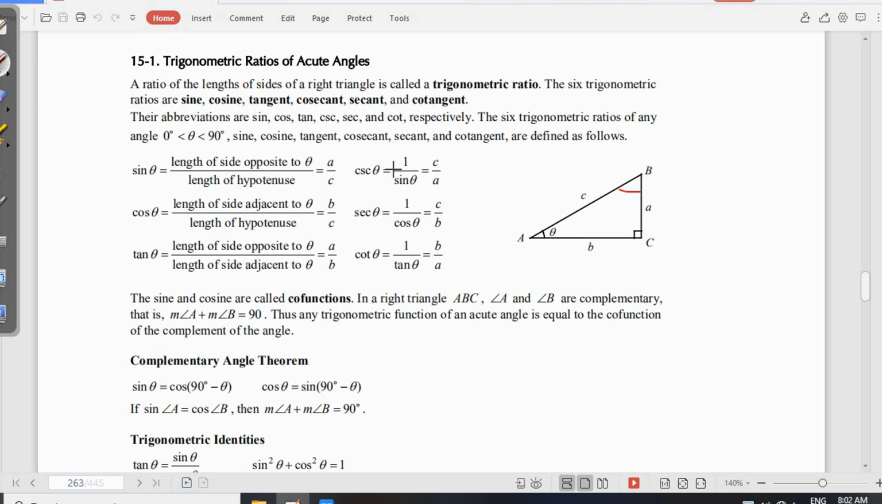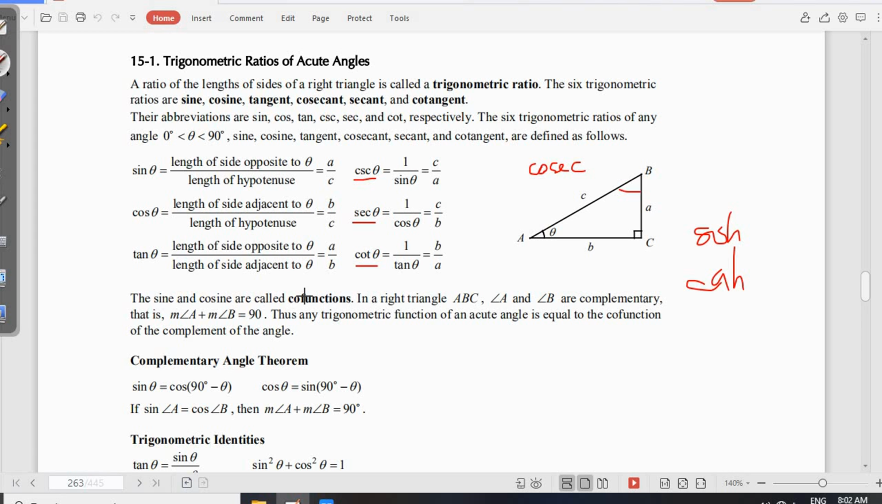Then cosec, sometimes written as CSC, this is short form. Cosec theta is 1 over sine theta, so you just invert that. Then cos theta is adjacent over hypotenuse. That's CAH. They sometimes use SOHCAHTOA to remember. And then sec is the inverse of cos, and then you have cot as the inverse of tan, and that's it.